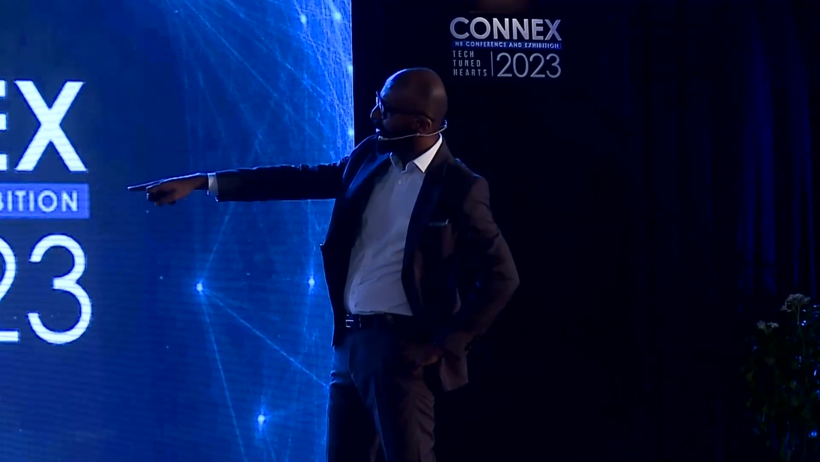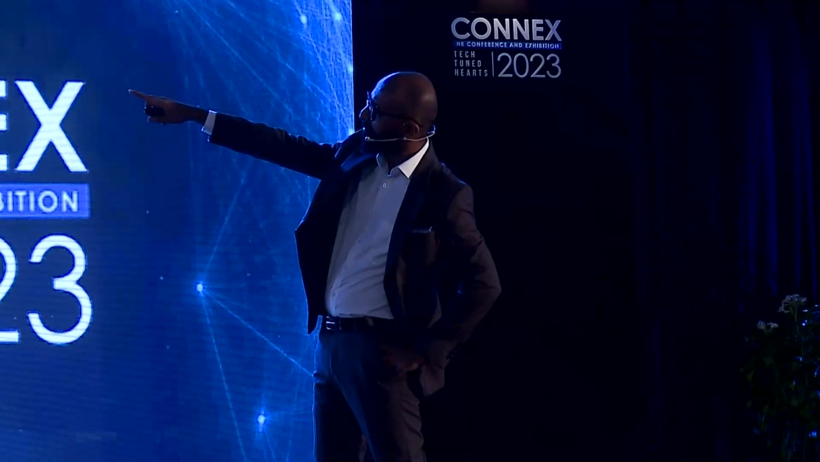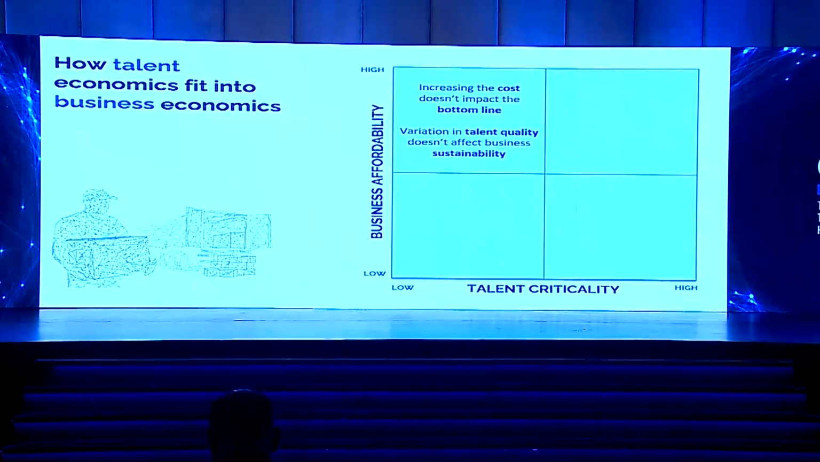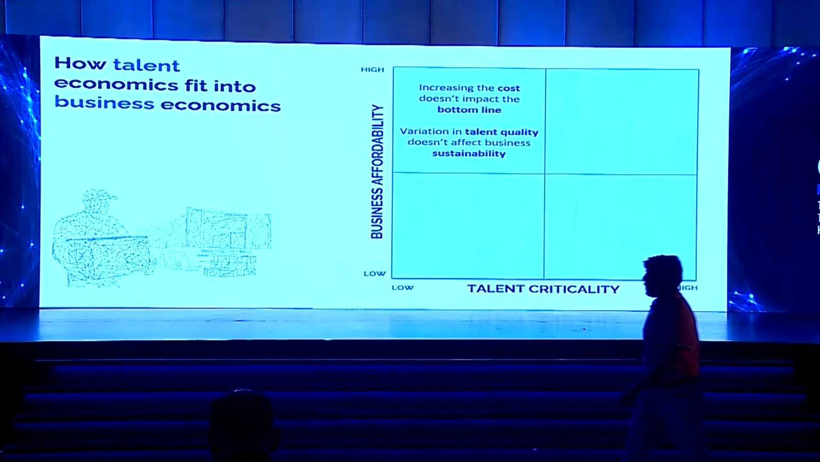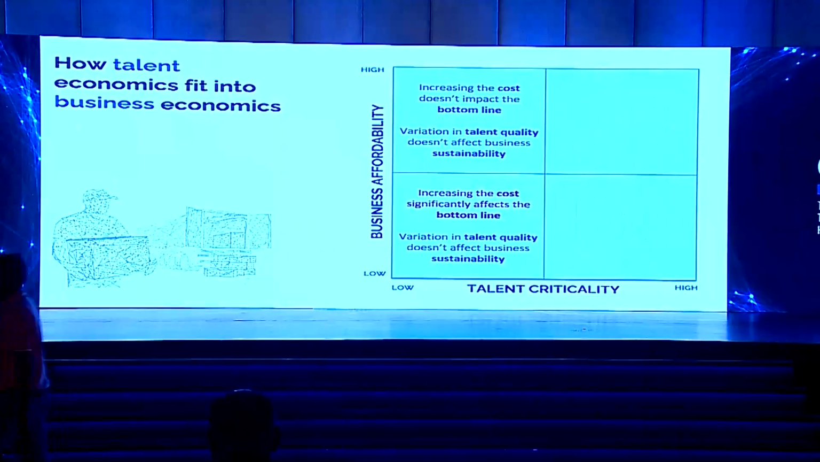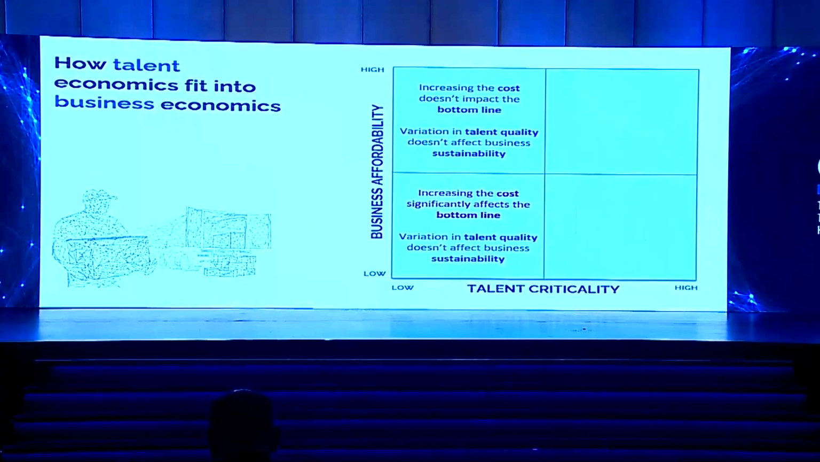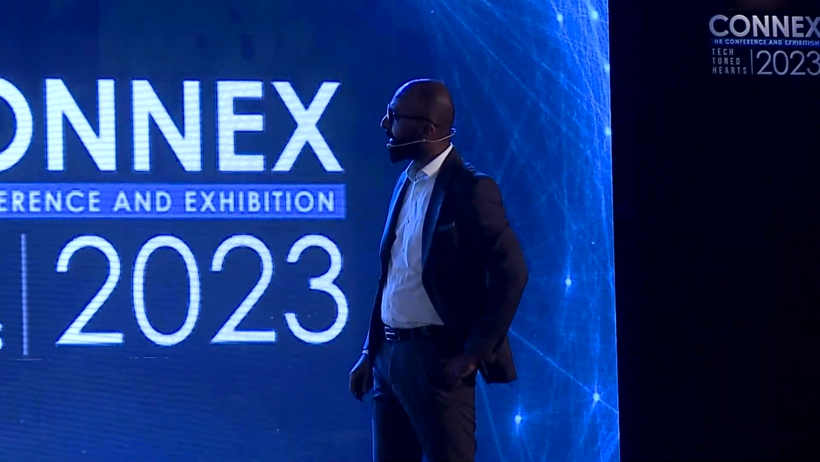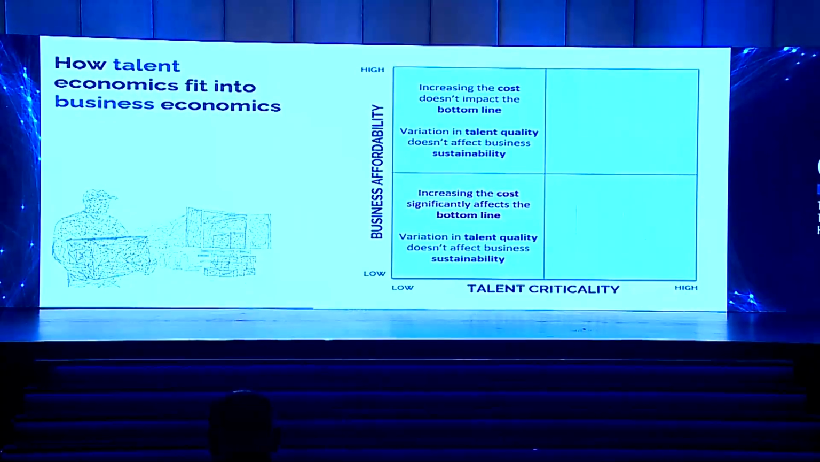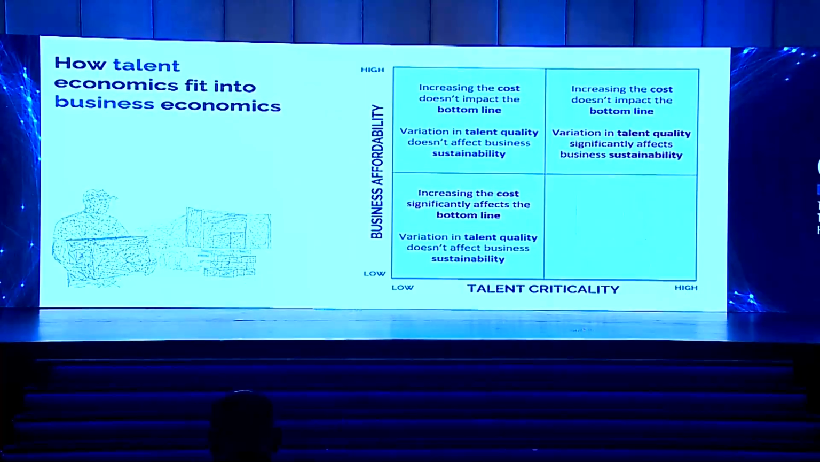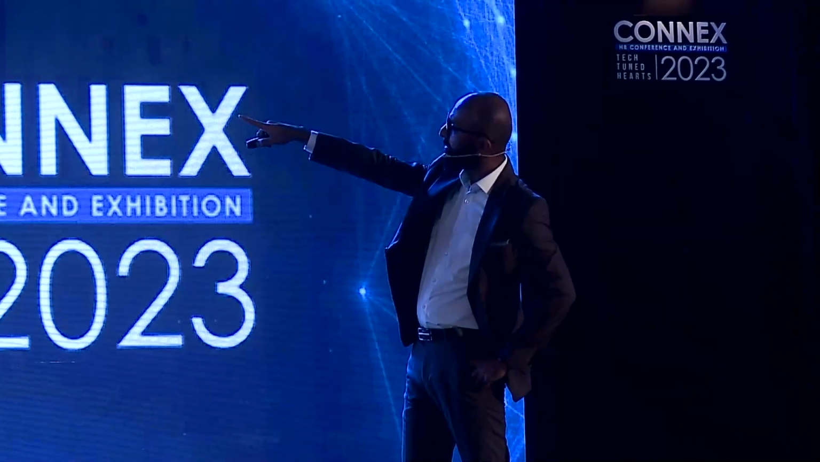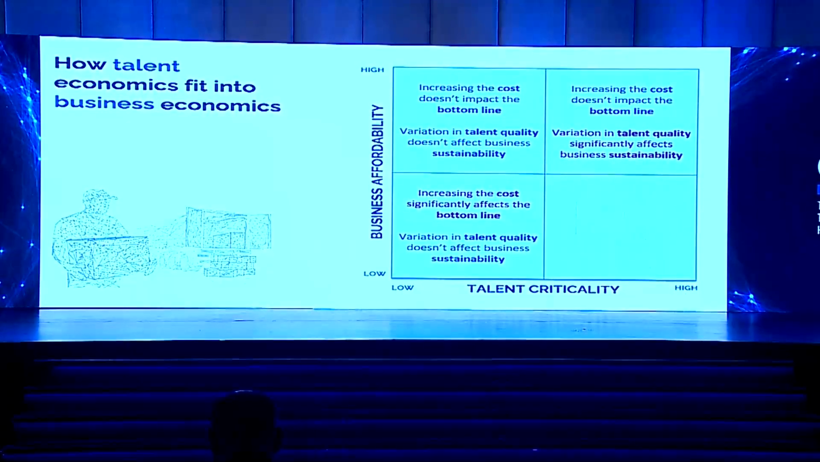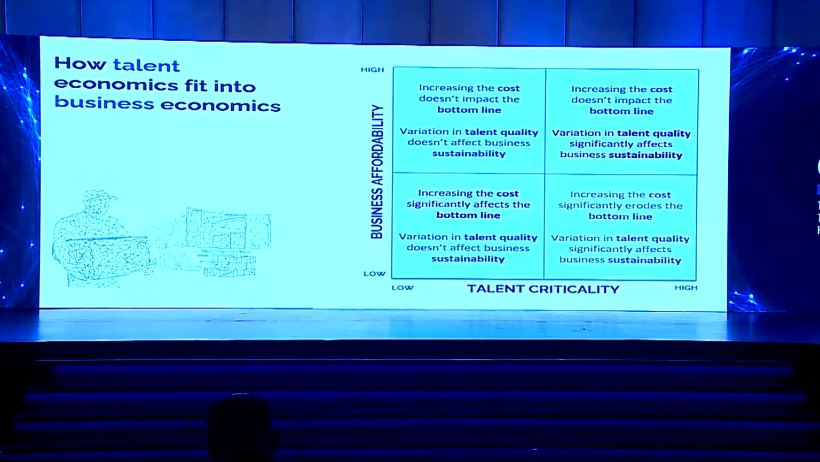So when you look at a low talent criticality business with high affordability, that means increasing the cost doesn't impact the bottom line. Variation in talent quality doesn't affect the business sustainability. When you look at low talent criticality and low business affordability, increasing the cost significantly affects the bottom line. Variation in talent quality doesn't affect business sustainability. And then you have high talent criticality and high affordability. Increasing the cost doesn't impact the bottom line. Variation in talent quality significantly affects the business sustainability. And then everything is wrong in this quadrant. You don't have money, but people are extremely important.